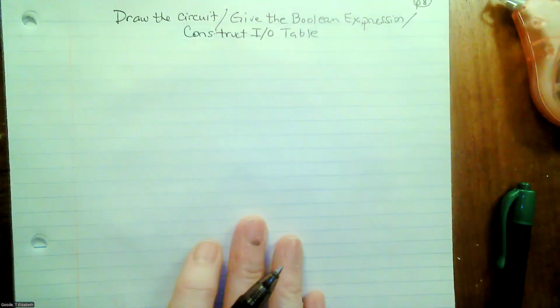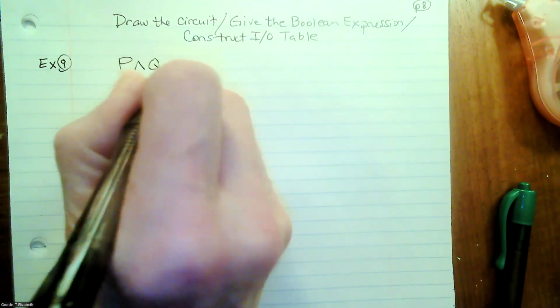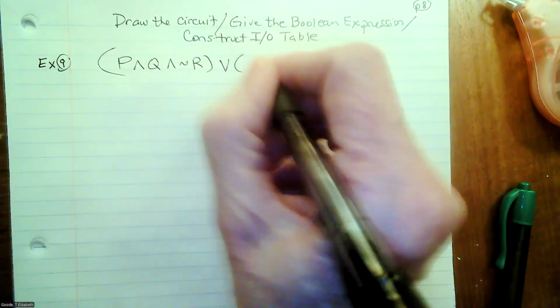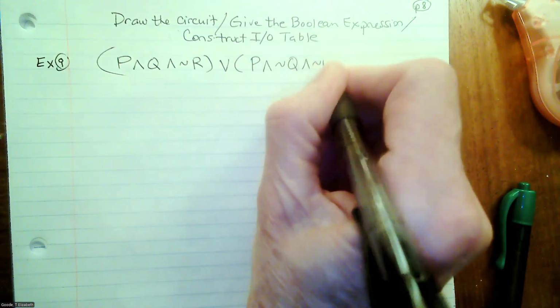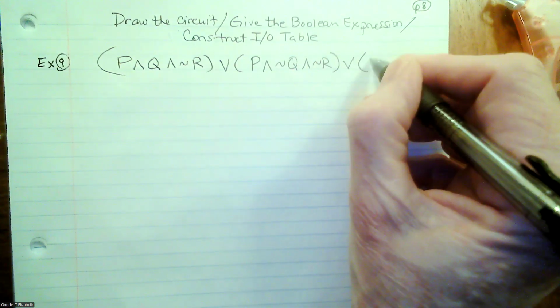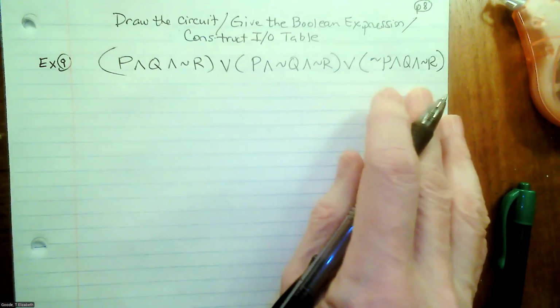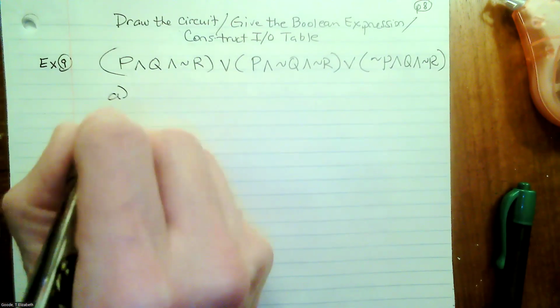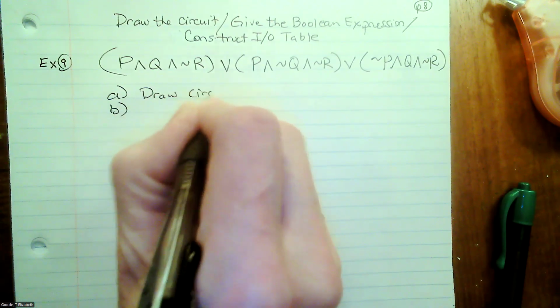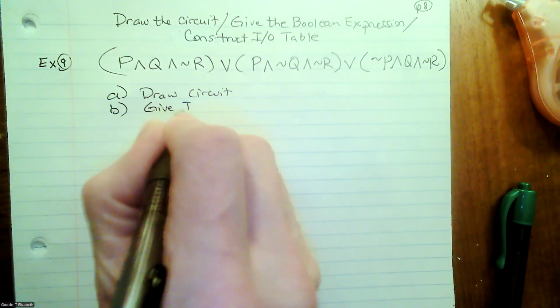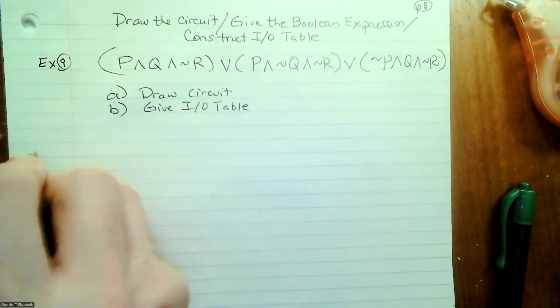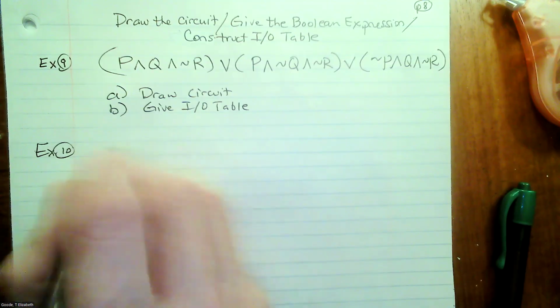There are a lot of ways we can play this game. One way is I could give you the Boolean: P and Q and not R, or P and not Q and not R, or not P and Q and not R. There are a couple of things you might be asked to do: draw the circuit and give the IO table. Or I could give you the IO table.